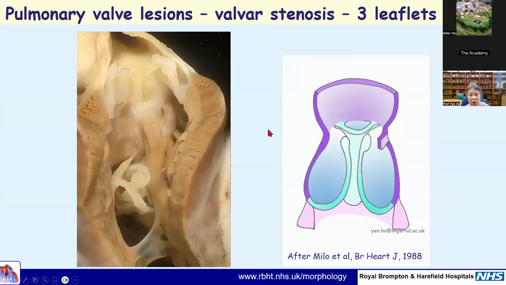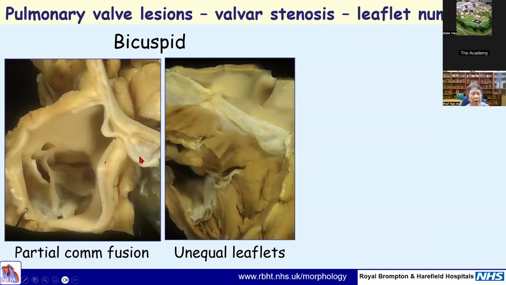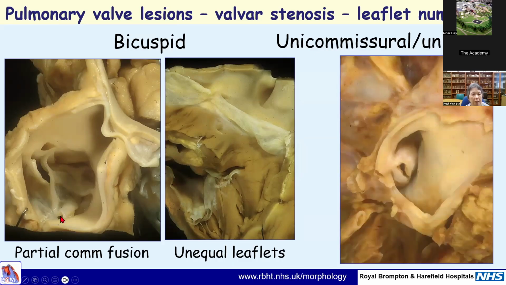Here we have a rather unusual, not at all common kind of configuration, an hourglass configuration for the pulmonary valve stenosis. These are examples of bicuspid pulmonary valves. You see here a partial commissure fusion here. It's depicted here. And this one, unequal leaflets. And this, on the other hand, at the far right picture, is a keyhole type of configuration, unicommissural and unicuspid, the kind of formation we've seen already in aortic valvular stenosis.